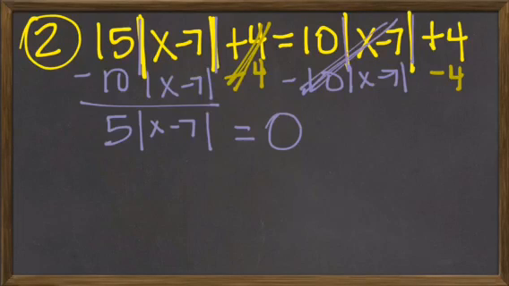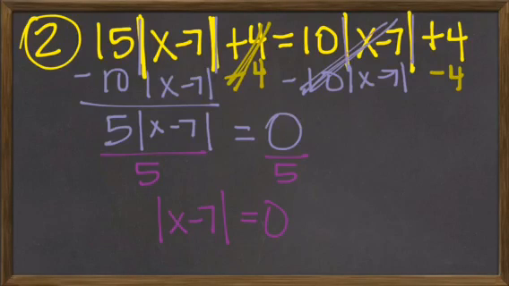I can't leave it blank. I've got to put the 0 in there. If I want to get the absolute value by itself now, I need to divide by 5. So I'm going to go ahead and do that. 0 divided by 5 is 0. So I have the absolute value of x minus 7 equals 0.